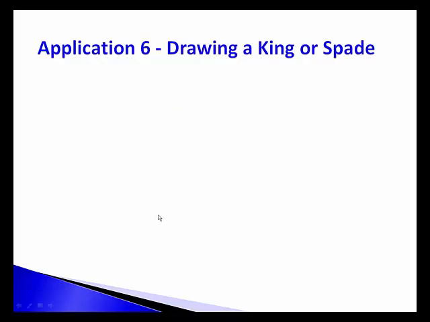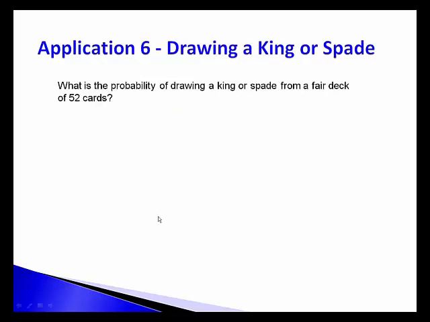And then our last application will be drawing a king or spade. What is the probability of drawing a king or spade from a fair deck of 52 cards? Now this one looks a little different, and there's a reason for that. This is a compound event. There's an OR right there. And when that happens, if they do not overlap at all, it's not an issue. But if they do, we'll have to do something extra. And here's what you have to do.